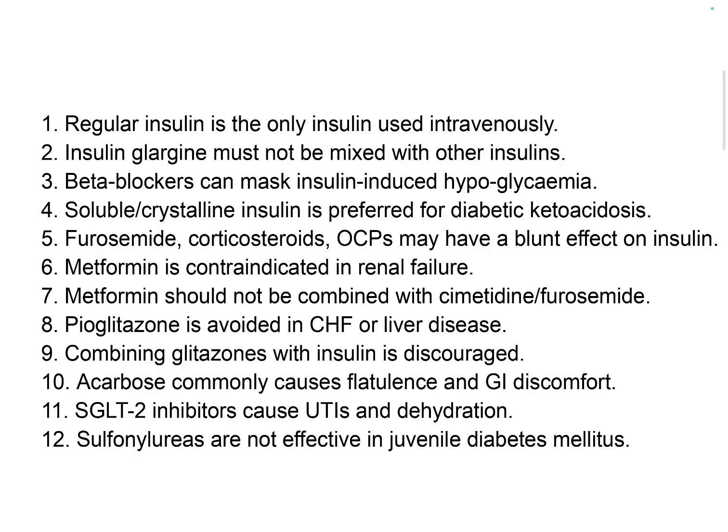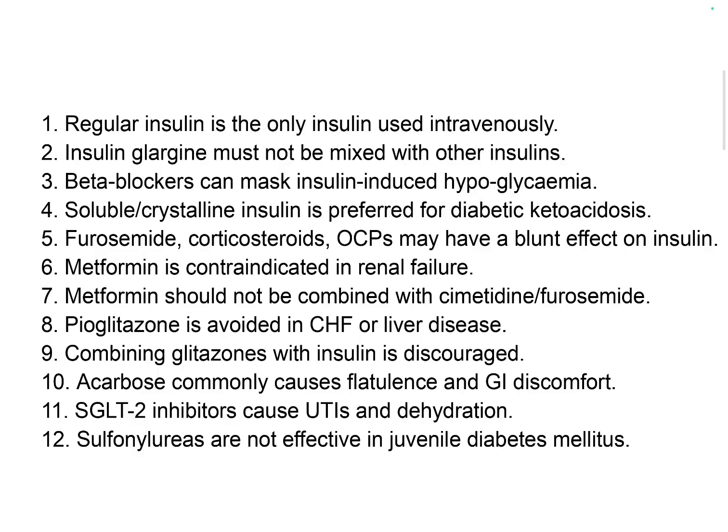Then question number 8: pioglitazone is avoided in chronic heart failure or liver disease. This is a very important contraindication. Pioglitazone, what does this drug do? What is its mechanism of action? It is a PPAR gamma agonist. It regulates gene transcription for lipid and glucose metabolism.